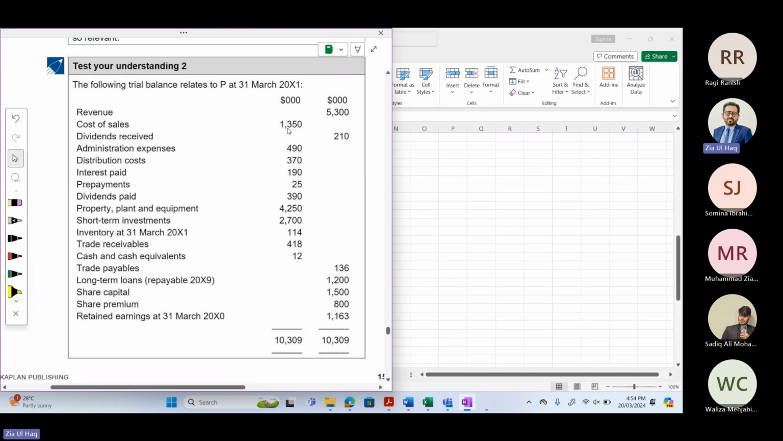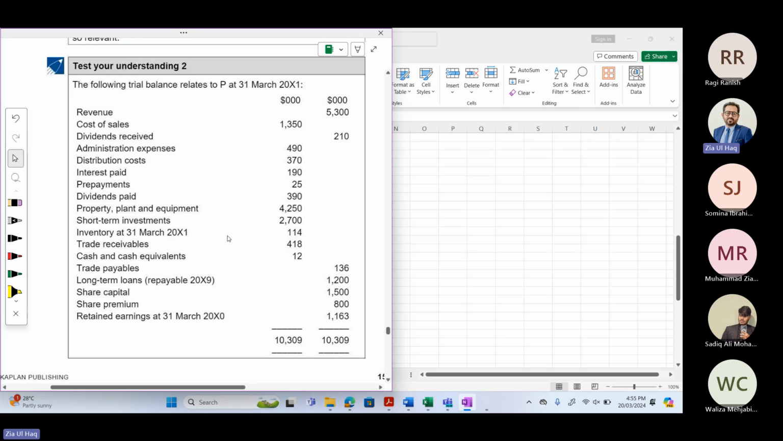Revenue figure is there, cost of sales is there, cost of sales total is there now. You don't need to calculate. Dividend received, other income, admin expenses, distribution cost, interest paid, finance cost, prepayments, current assets, prepayments, dividend paid, that will be used in the statement of changes in equity and will be deducted from retained earnings. Property, plant and equipment, complete figure is given. Short-term investment will be recorded under current assets. Long-term investment, non-current assets; short-term, current assets.